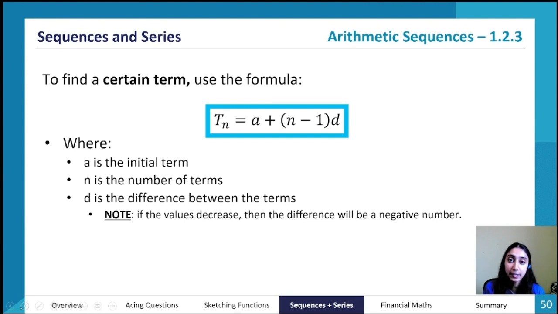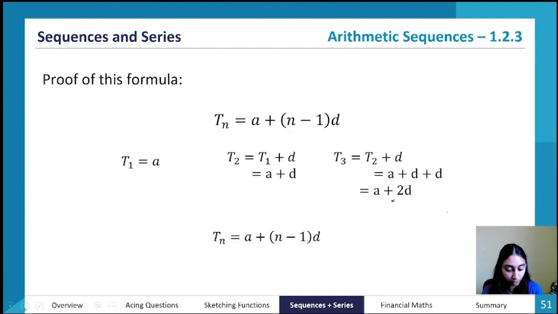Okay, to find a certain term, we have the formula Tn is equal to A plus n minus 1 times D. So A, as I was saying before, is the first term. N is the number of terms, so the nth term. And then D is the common difference between the terms. And then we're just going to prove that formula for you.